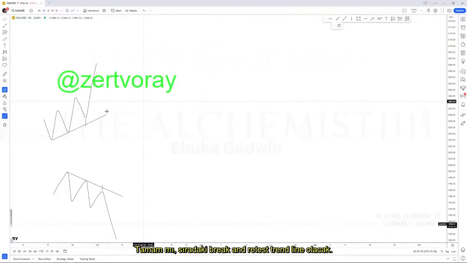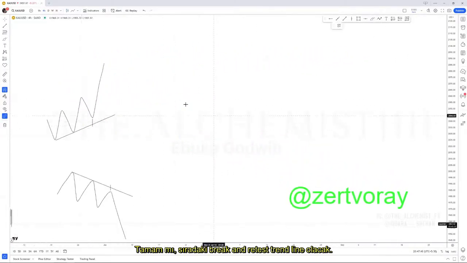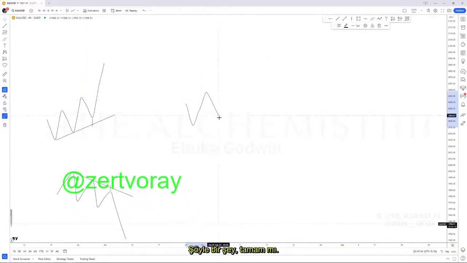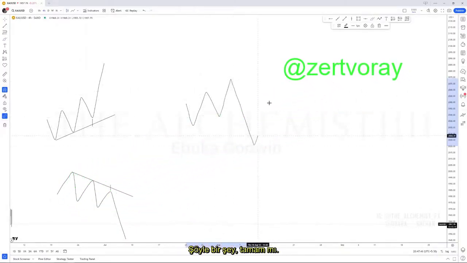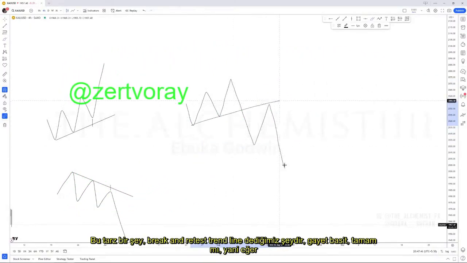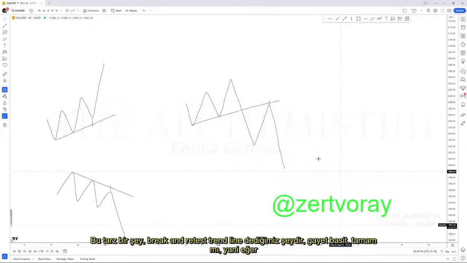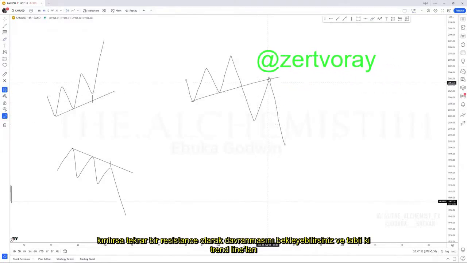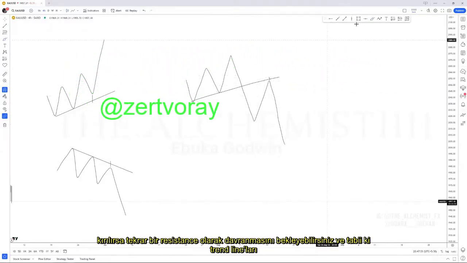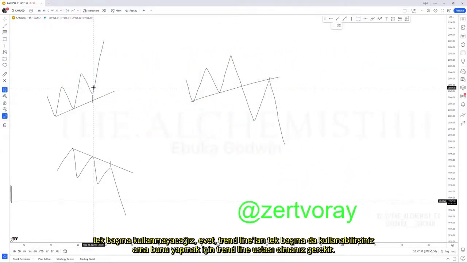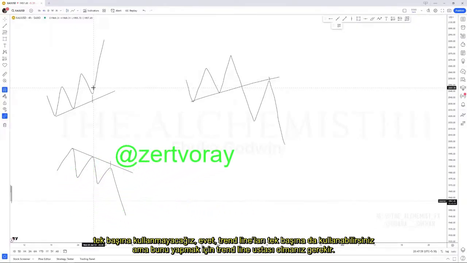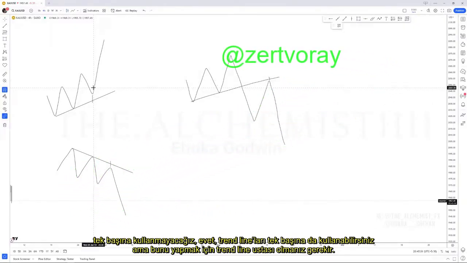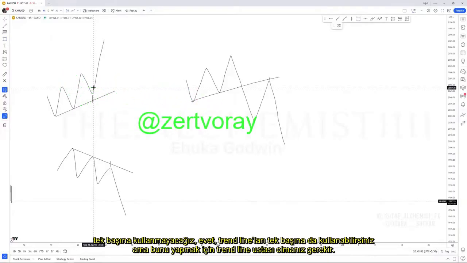The next one would be a break and retest trend line. Very simple, something like this. This is what we call a break and retest trend line. If it is broken, you could expect it to act as a resistance once again. Of course, we're not going to use trend lines alone. We can use trend lines alone, but you need to be a master of trend lines to do that.